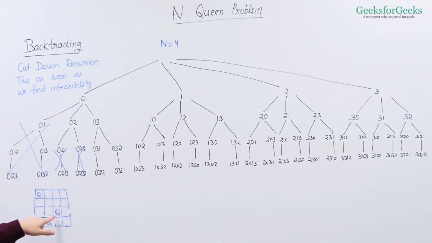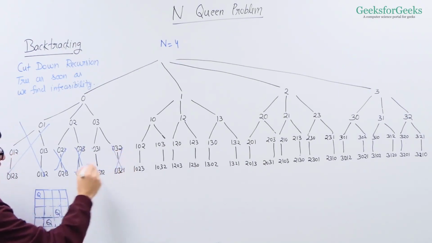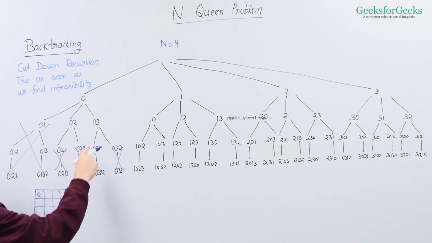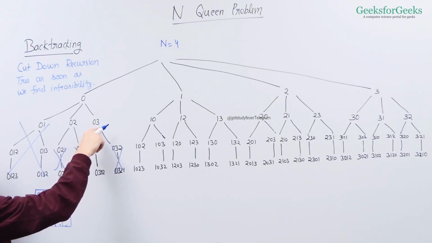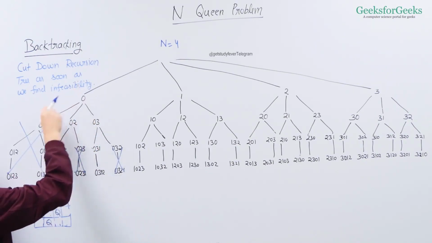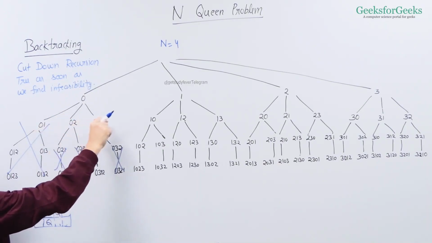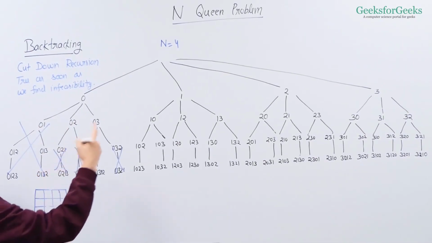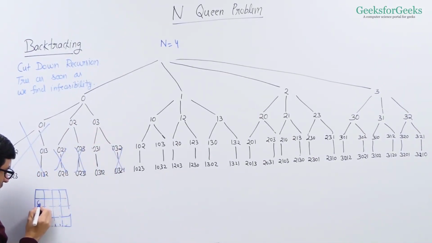When it places the queen here, it again clashes with the previous queen, so this particular recursion tree is also cut down. We do not go further. We did not get any solution after placing the queen at this particular place. When we placed the queen here, we tried 3 possibilities and did not get a solution from any of them. Then we place the first queen at the second row, row index 1, and after that, we again try placing the queens.